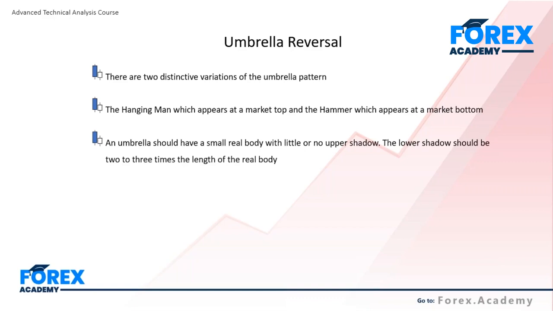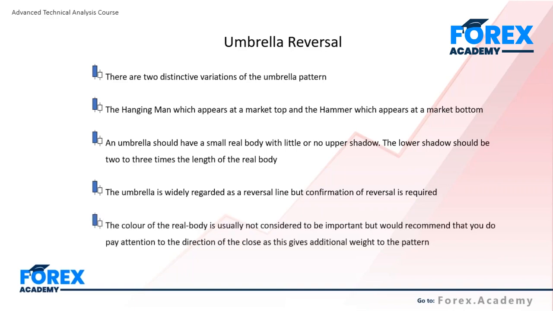The principal characteristic or the makeup of an umbrella is a pattern that has a relatively small real body with little or no upper shadow. The lower shadow should also be 2 to 3 times the length of the real body. The umbrella is widely regarded as a reversal pattern, but it is not necessarily seen as one of the strongest reversal patterns, so generally most people would apply a filter to provide an additional level of confirmation relating to the reversal.